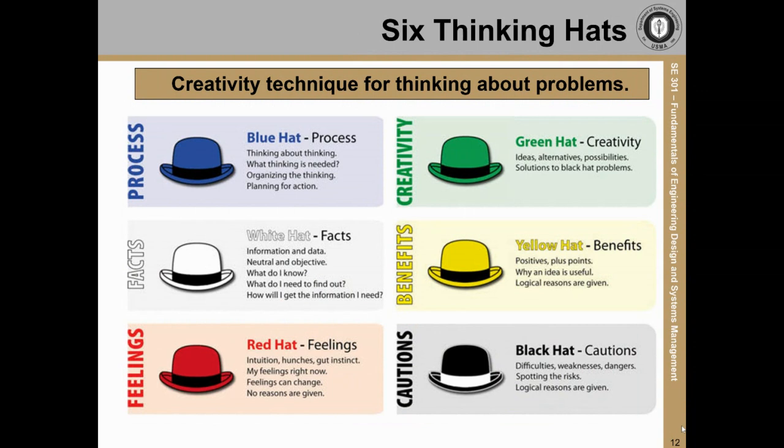So if you're wearing a blue hat, you're focused on process. If you're wearing a white hat, you're focused on facts. Red hat, you're focused on feelings. Green hat, creativity. Yellow hat, benefits. Black hat, cautions. And then you switch hats around.